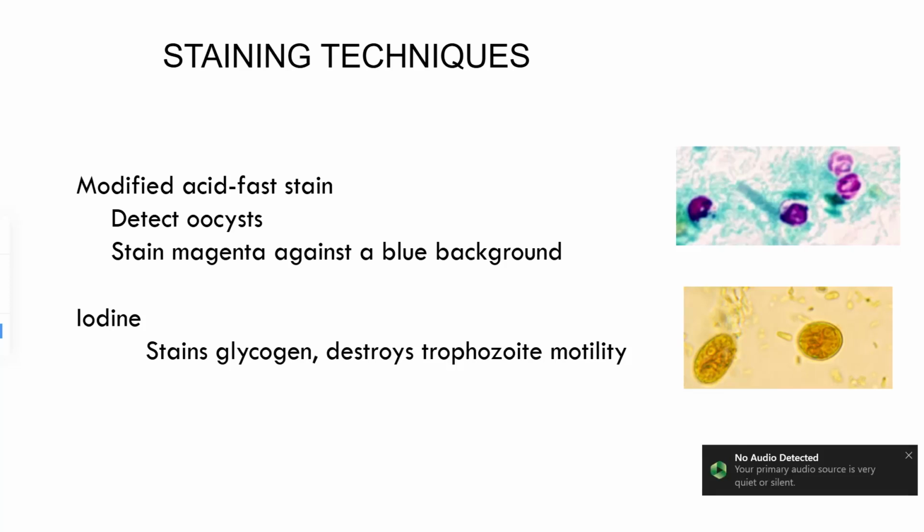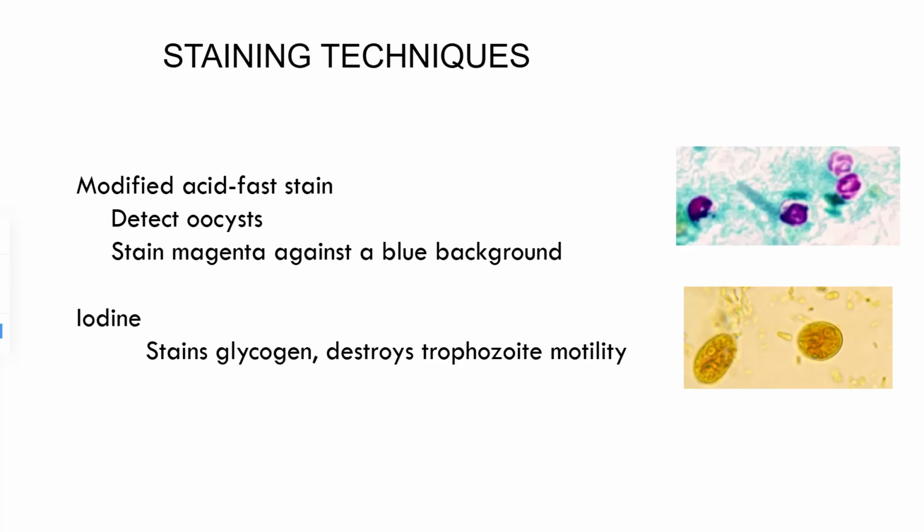For certain types of protozoan infections, we have modified acid-fast stains, which help us detect oocysts. They stain magenta against a blue background. Here you can see this one looks like it's Cryptosporidium. Iodine stains glycogen and destroys trophozoite motility. So if you stain with iodine, it's going to stop them from moving, but it stains glycogen, making the internal structures a little bit more obvious.